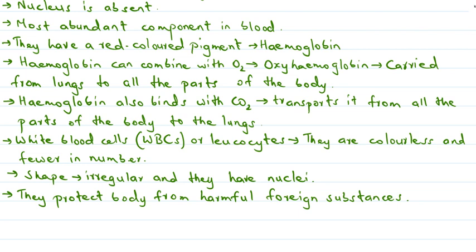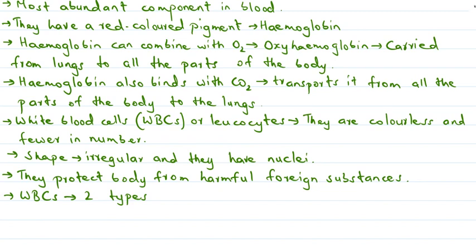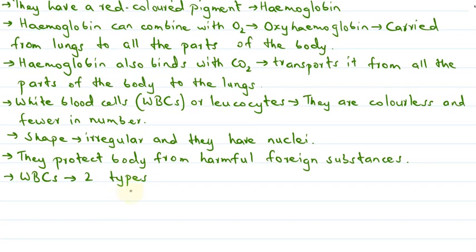Okay, so there are two types of WBCs. These WBCs are of two types. One is that which contains cytoplasmic granules, and such cells are called granulocytes.